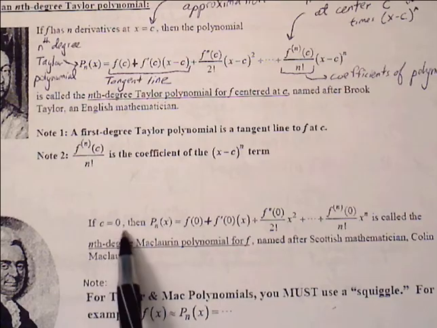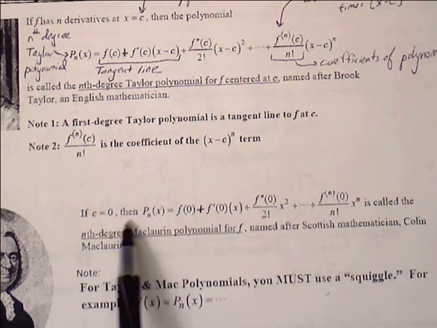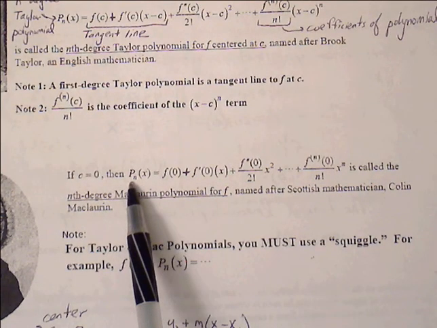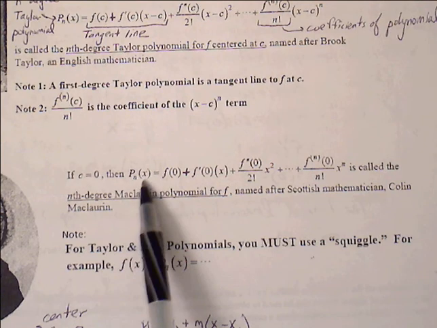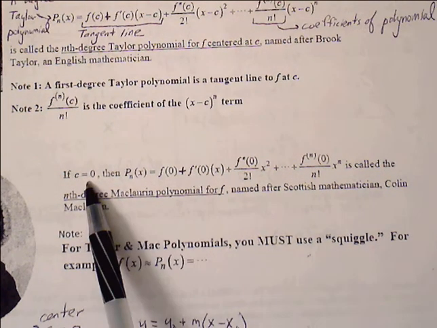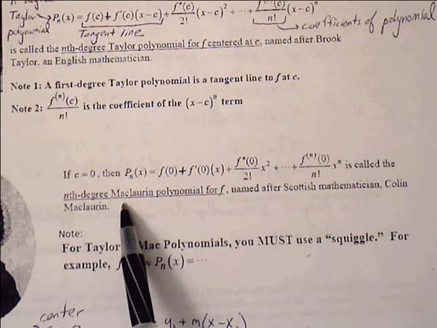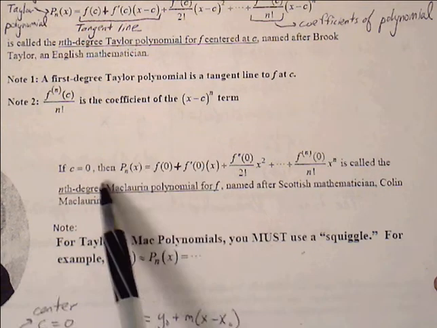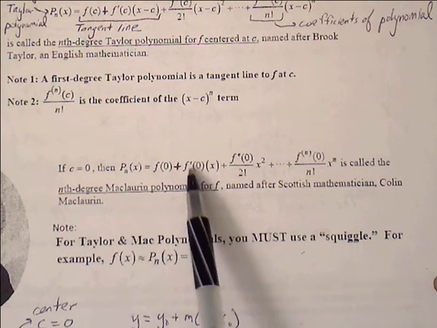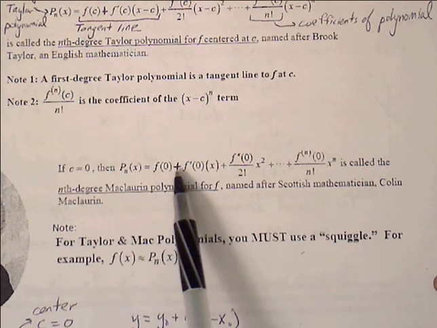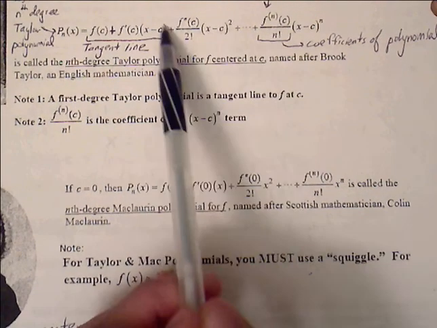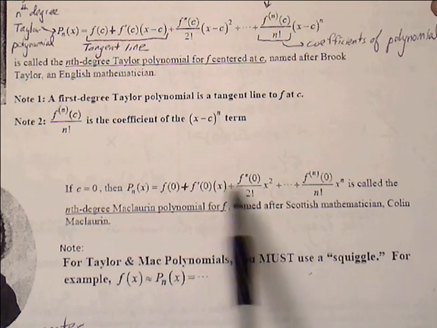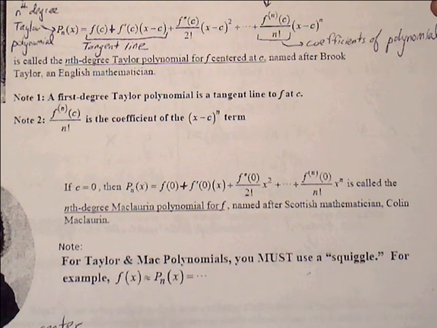All right, if c is equal to 0, so if our center is 0, then our polynomial function, or you can call this Taylor polynomial, is called a Maclaurin polynomial. And a Maclaurin polynomial is simply a Taylor polynomial that is centered at 0. So with the center at 0, all these terms will just drop out, and it'll be a lot simpler formula to follow.